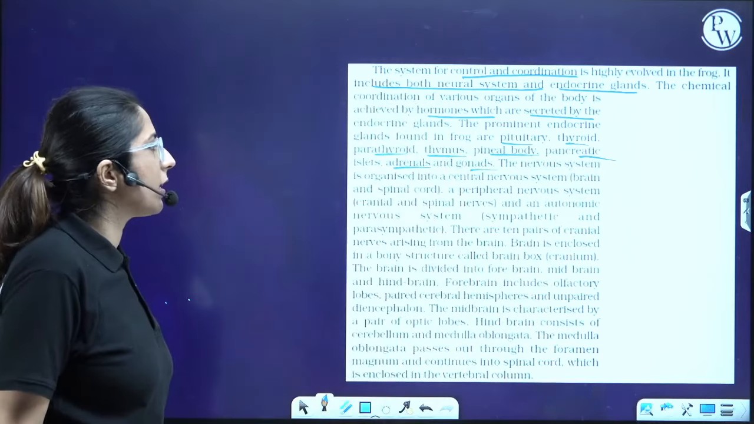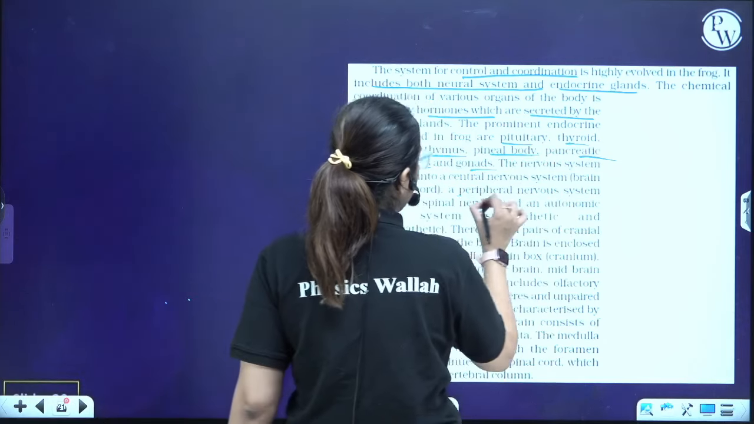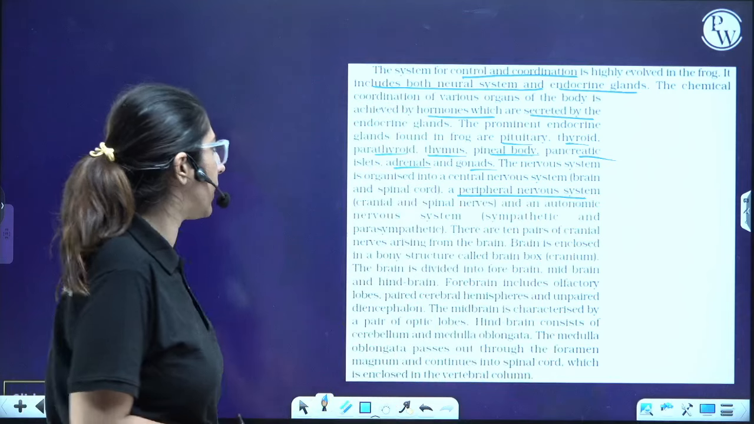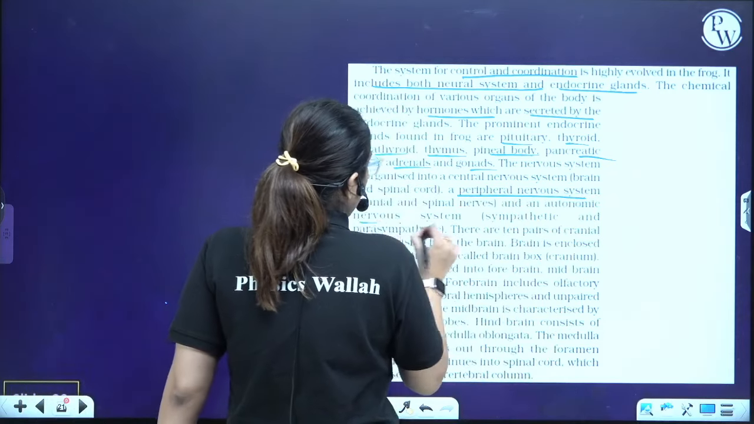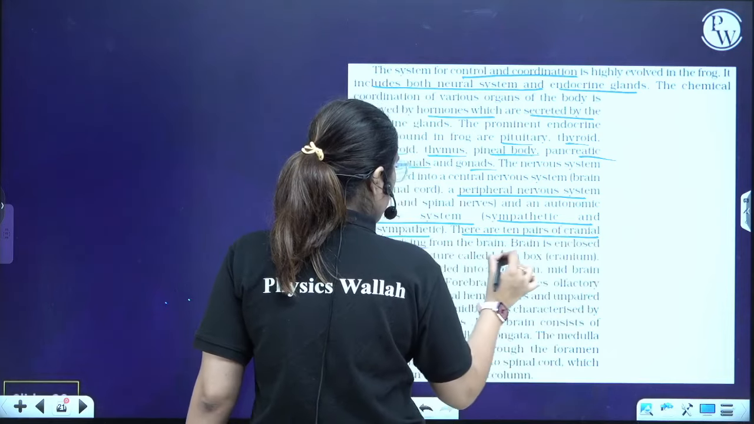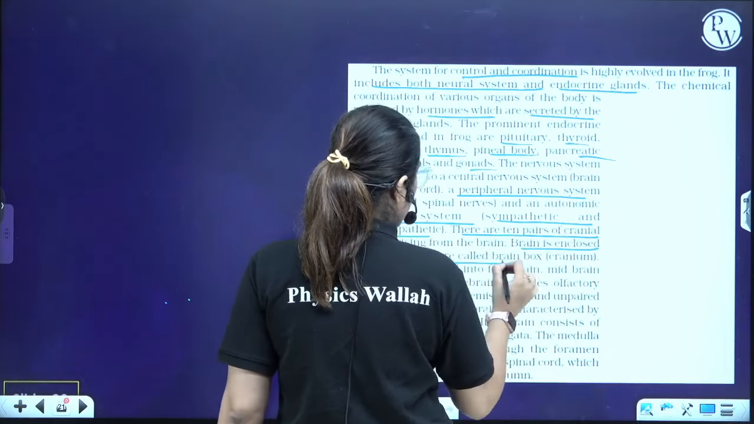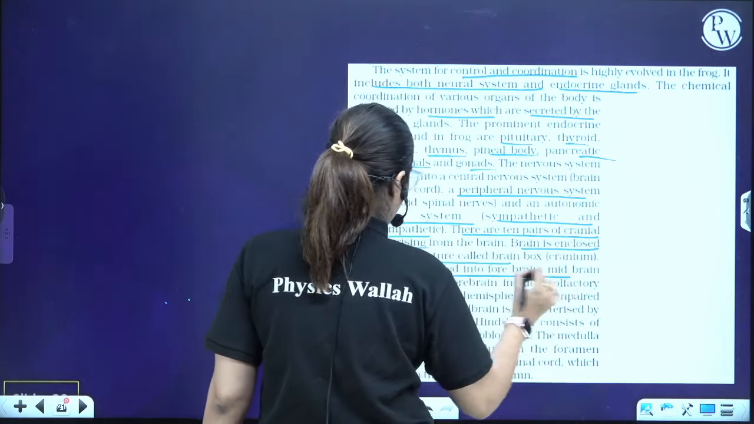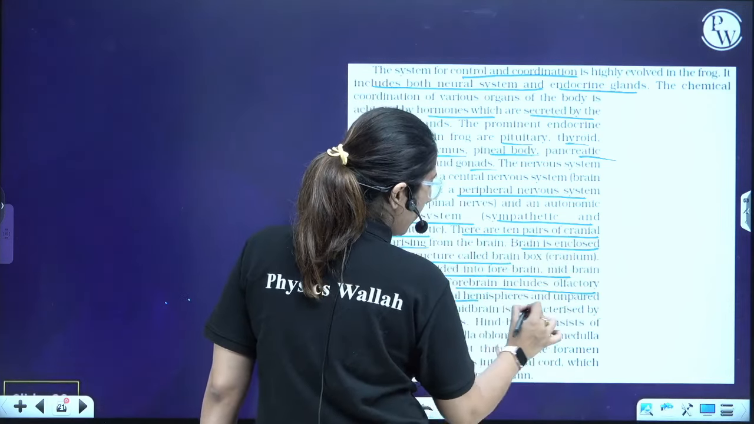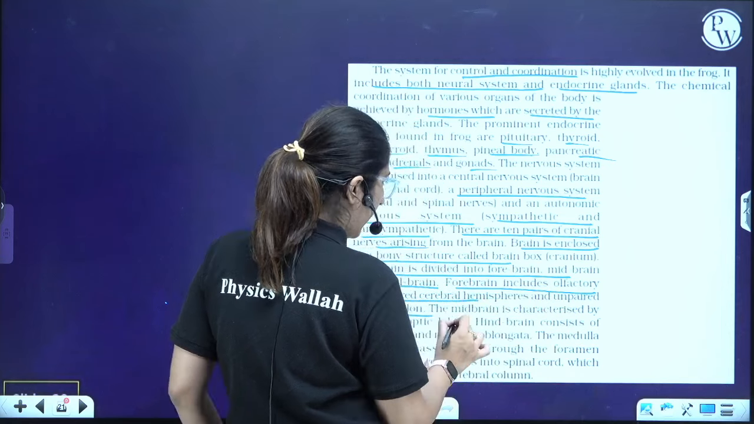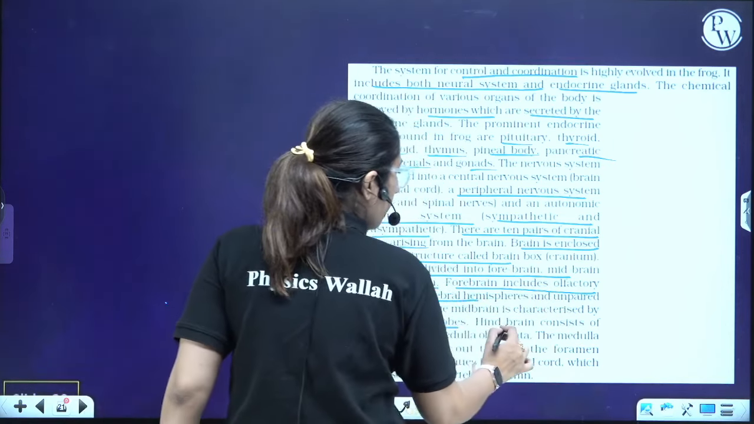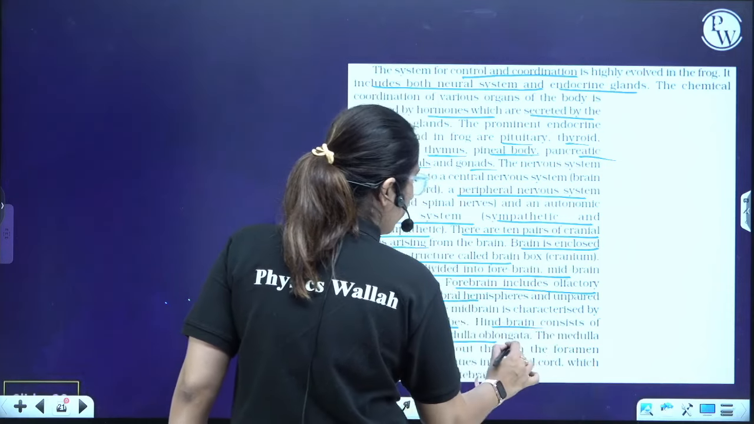Nervous system is organized into the central nervous system and the peripheral nervous system. In fact, the autonomic, sympathetic and parasympathetic nervous system is also there. 10 pairs of cranial nerves. The brain is enclosed in a bony structure, the brain box. Brain is divided into forebrain, midbrain and hindbrain. Forebrain includes olfactory lobes, paired cerebral hemispheres, unpaired diencephalon. Midbrain consists of optic lobes. Hindbrain consists of cerebellum and medulla oblongata.